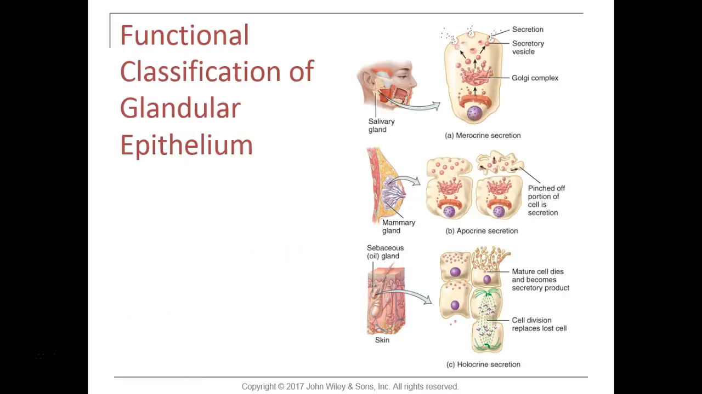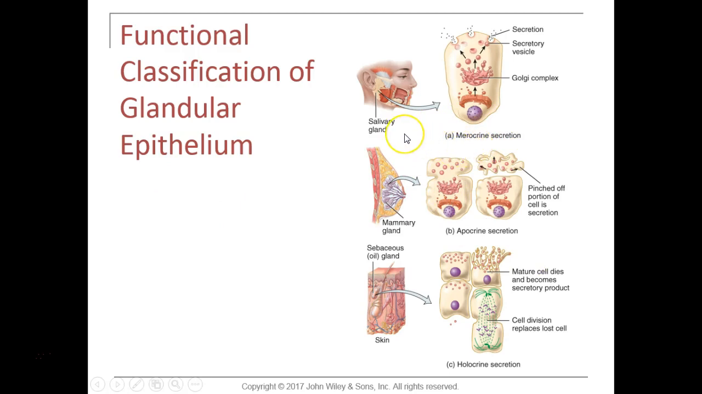Depending on how the exocrine gland secretes its product, we can name the gland something different, generically, based on their secretory process. So, for instance, what we see over here, and I just want you to know really the definition of these.